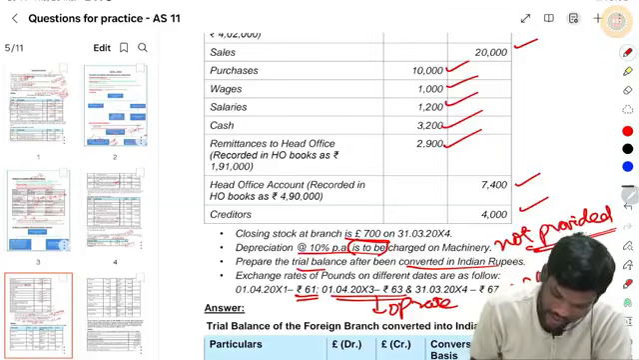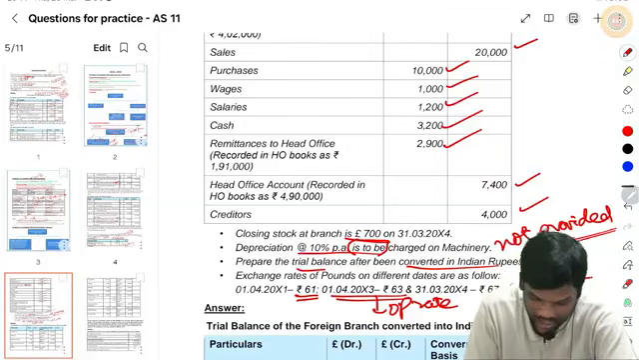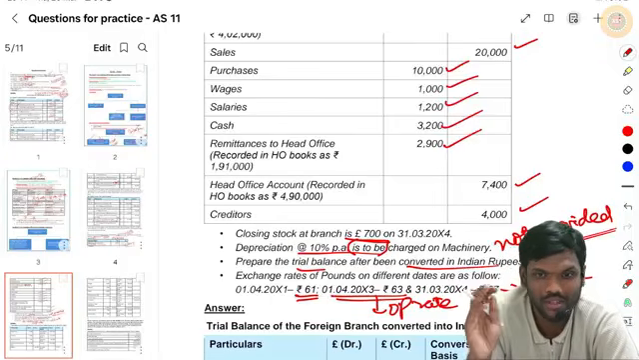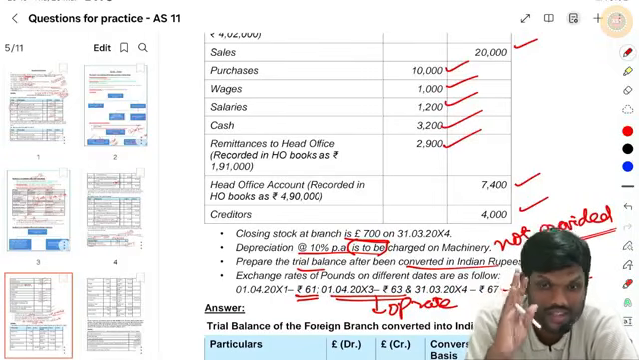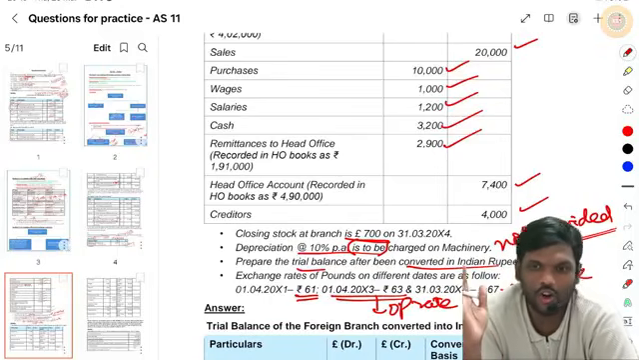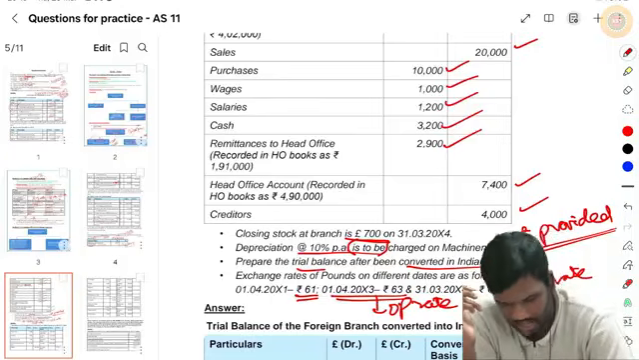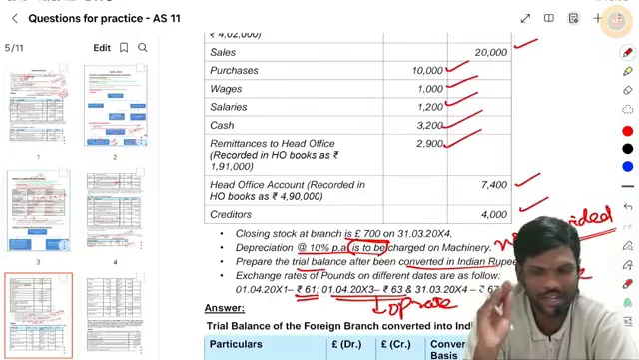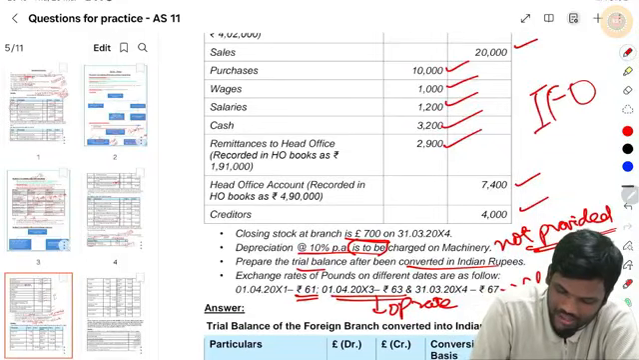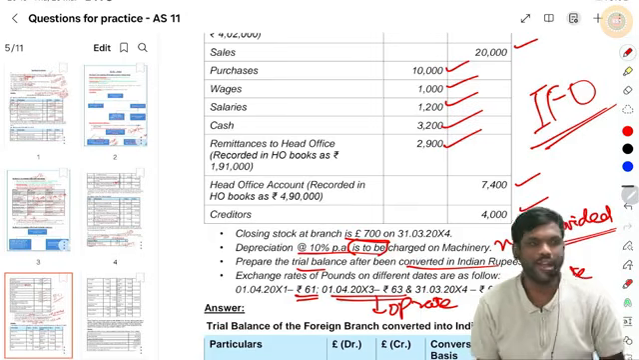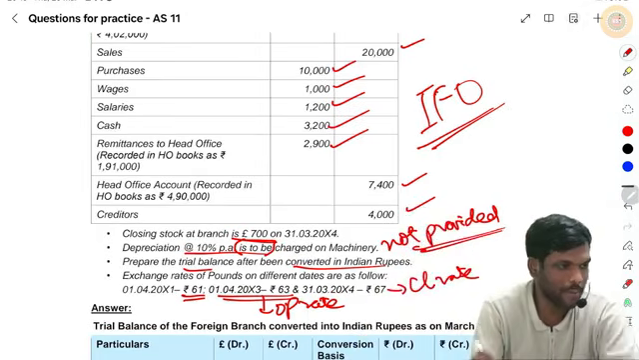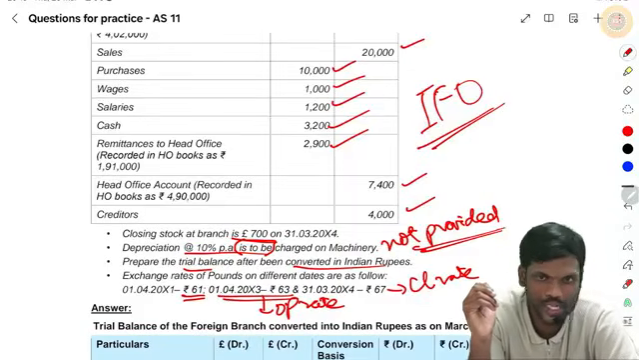Sir, so we know opening rate, we know closing rate. But the question doesn't say whether it is IFO or NIFO. Don't think I have missed copying here. It is not there in the ICA textbook also. They have not mentioned whether it is integral or non-integral. It is a miss from their side, so we hope that in the examination the question will mention it. Sir, then what should we assume now? ICA has answered assuming it as IFO, integral foreign operation. So let us also assume it as IFO.